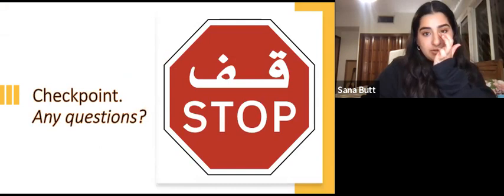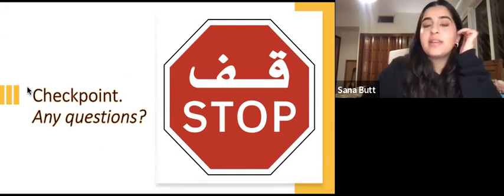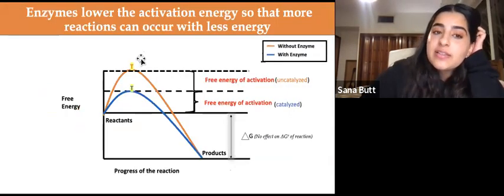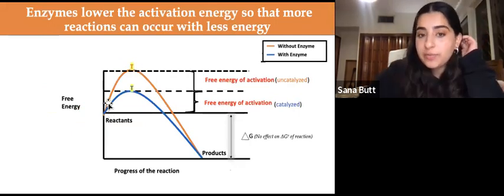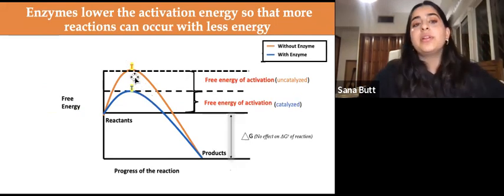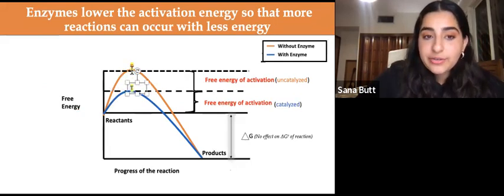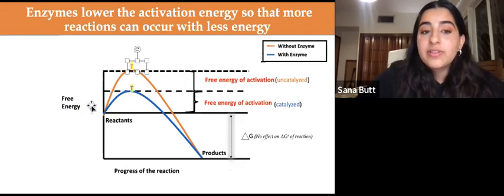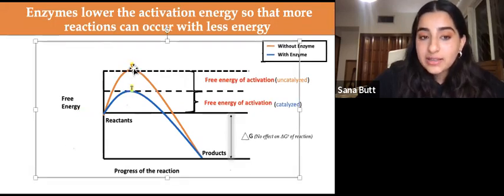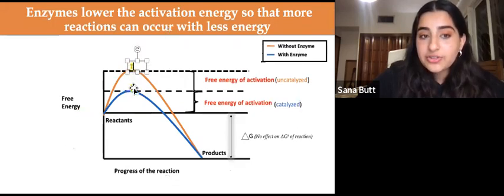I'm going to check the chat as well. What's the transition state? Okay, the transition state is the energy required for the reactant to transform into the product. So you can think of it as the highest amount of energy that the reactant reaches before it transforms. So I put that in T over here and highlighted it.